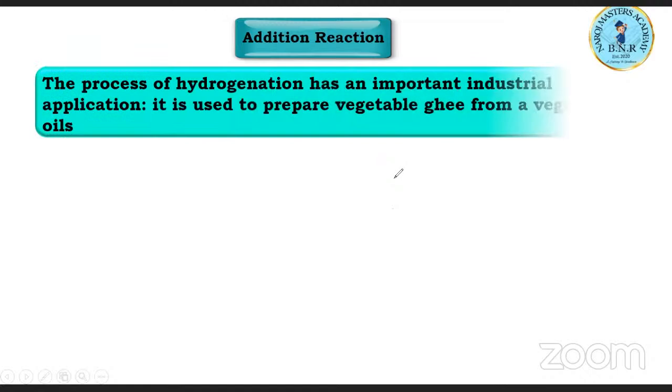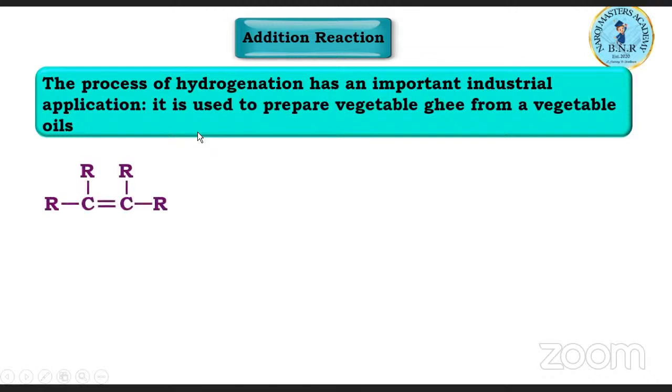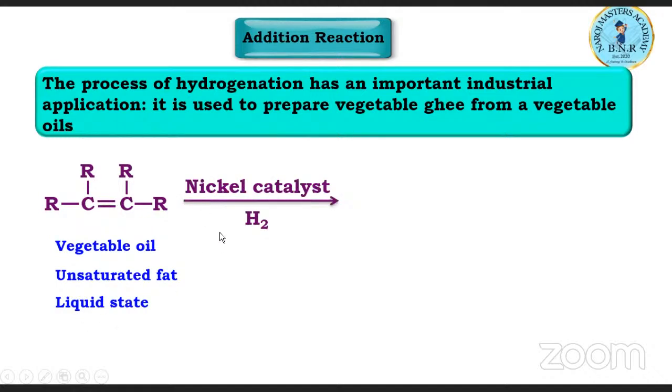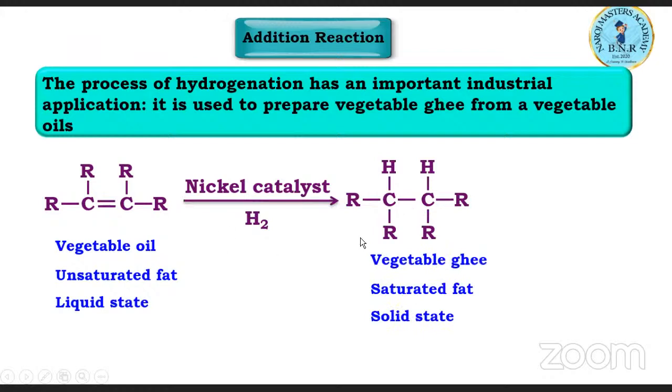Is it clear? The process of hydrogenation has an important industrial application. It is used to prepare vegetable ghee from vegetable oil. Like you can see here in the structures, vegetable oil is an unsaturated fat in liquid state. In the presence of catalyst and adding hydrogen here, it changes into vegetable ghee, a saturated fat in solid state.